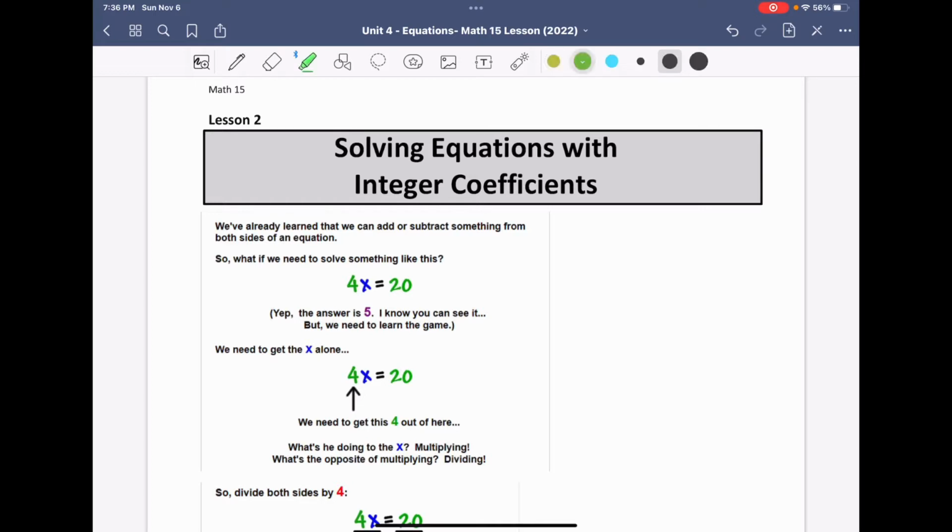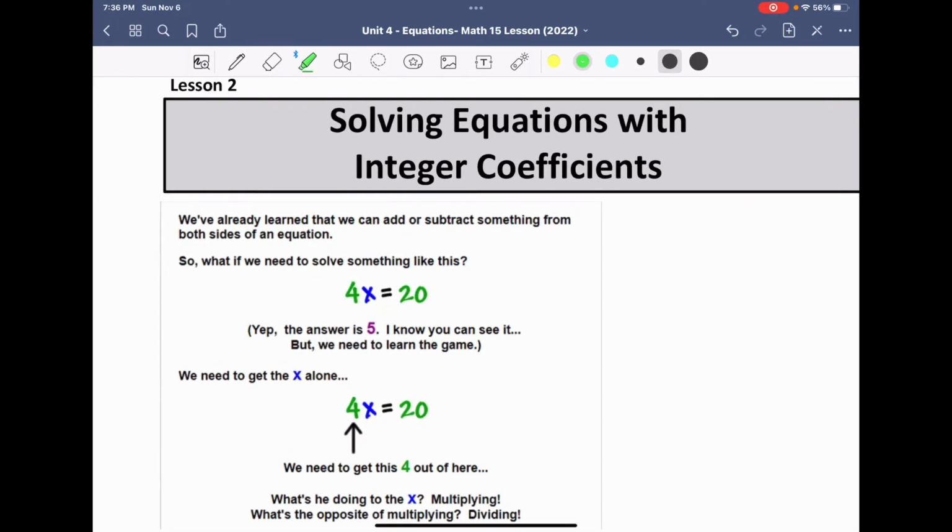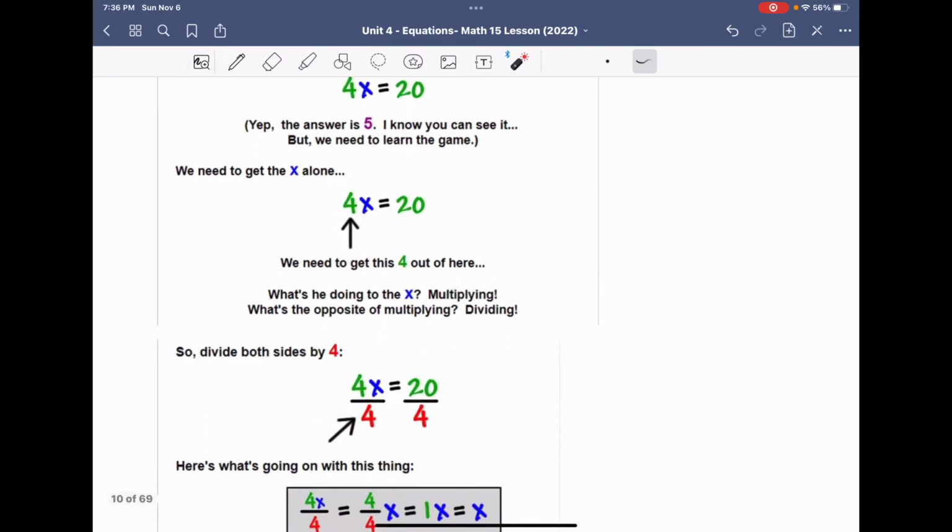So in the previous lesson, we had learned to add or subtract things across an equals sign. And so now what if we introduce something like 4x is equal to 20? Well, you could right off the bat assume that, okay, well, 5 has to be x in order to make this 20, but here's how we can do it.